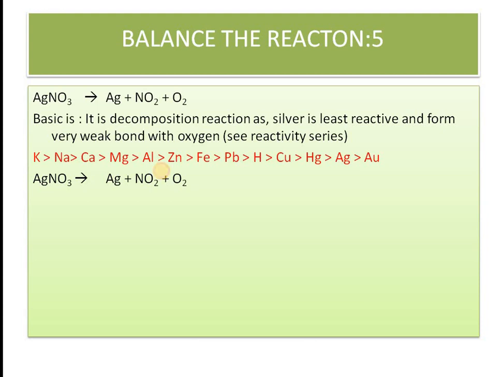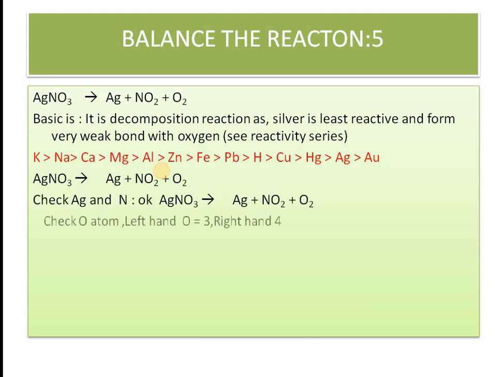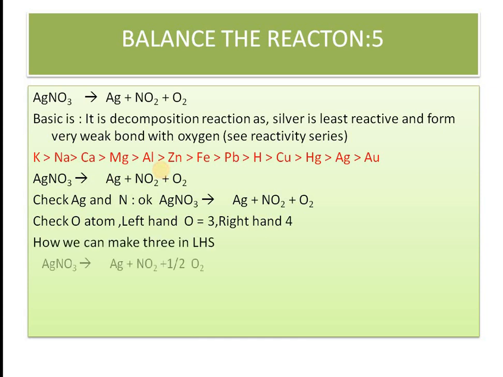Similarly, you have to balance silver first. Silver is already balanced. Then we check nitrogen. Nitrogen is also okay. Then we try oxygen. On the left hand side you see 3 oxygen atoms, and on the right hand side there are 4. So we have to make 3. How? You can do 1 by 2 O2. If you do 1 by 2 O2, it is balanced.